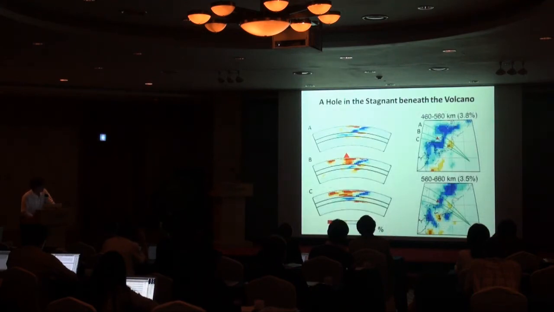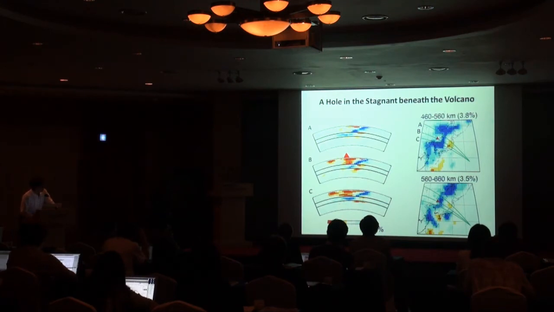And this is a typical vertical cross section in this region, and we have a stagnant slab, and we have low velocity anomalies above it. But beneath the Changbai volcano, stagnant slabs are unclear compared with the adjacent sections. And we also see the low velocity conduit arising from the 410 and reaching to the surface.